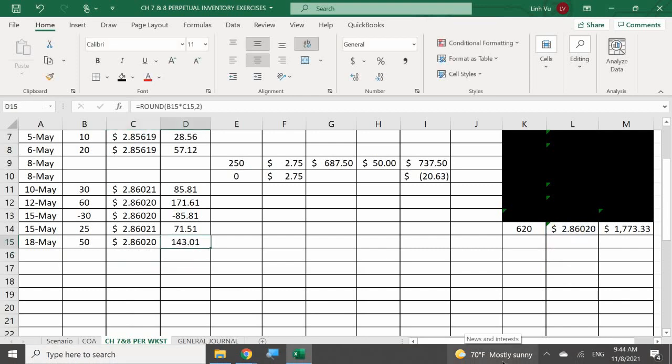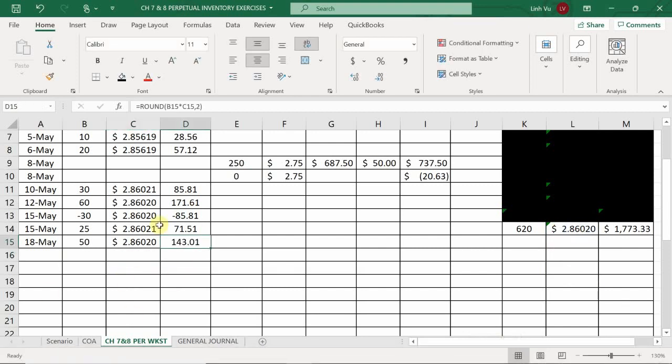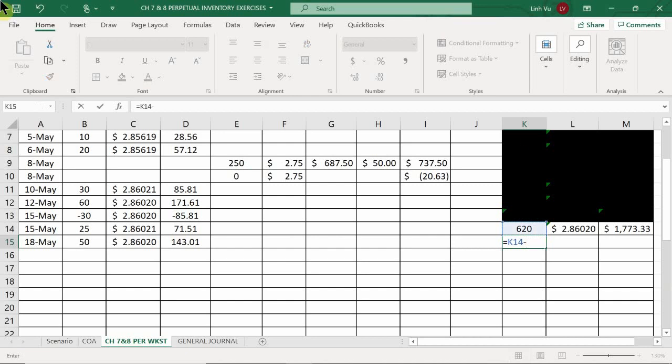286,020. Okay, which gives you a grand total cost of goods sold to be, my Excel calculated already, $143.01. Okay, so let's go ahead and calculate this because we have to update our inventory, right? We just sold 50 units. So in this case, how much should I have left in my inventory? How many units should I have left in my inventory?